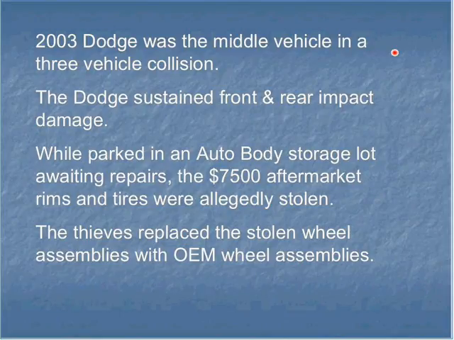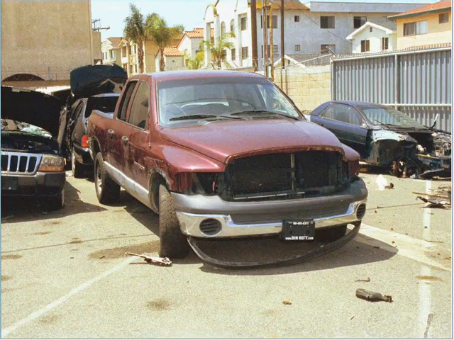So magically the thieves jumped over the fence. They stole these $7,500 worth of Giovanni tires and rims off this guy's truck, and they happened to bring along a set of 4 OEM wheel assemblies, and they put the wheel assemblies back on this guy's truck. So the question at hand is, is this true, or what happened here? So I got into it.